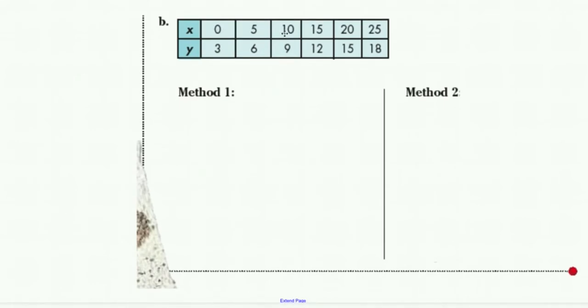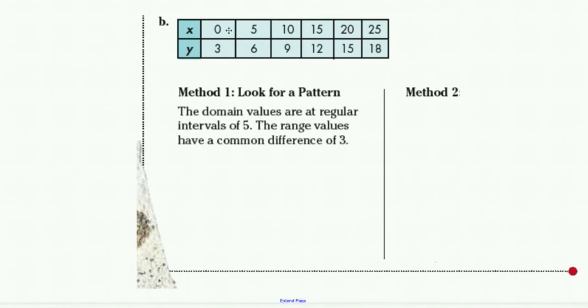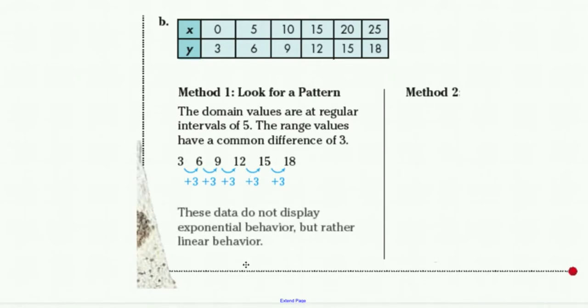You have 0, 5, 10, 15, 20, and 25. Again, method 1 is looking for a pattern. Look at our domain values. The domain values are regular intervals of 5: 0, 5, 10, 15, 20, 25. No problem there. The range values have a common difference of 3, but they do not have a common factor. That means even though the domain values are at regular intervals, this data does not display exponential behavior, but rather linear behavior.